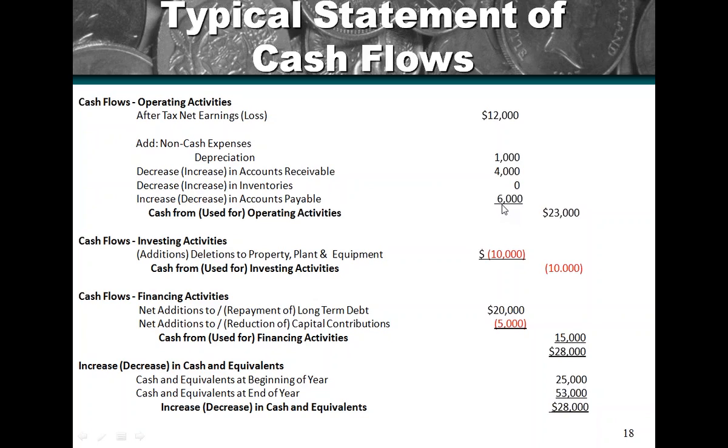Okay, so here's what goes in operating activities. Your profit after tax. You have to add back depreciation, and we'll talk a little bit about depreciation later if we have time, which is a non-cash expense. You don't put out money. You deducted 1,000.